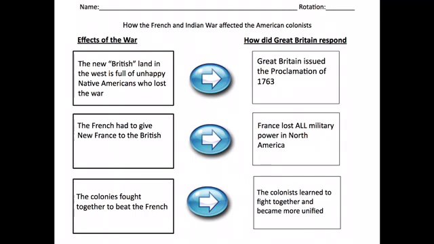So this is a big step because the 13 colonies are definitely going to have to come together to fight the British. The British have the most powerful military in the world, and that's what's going to happen soon: they're going to take on the British king and his army. So this is a really good foreshadowing of the colonists going, yeah, we were pretty good when we all fought together. We should do that again.